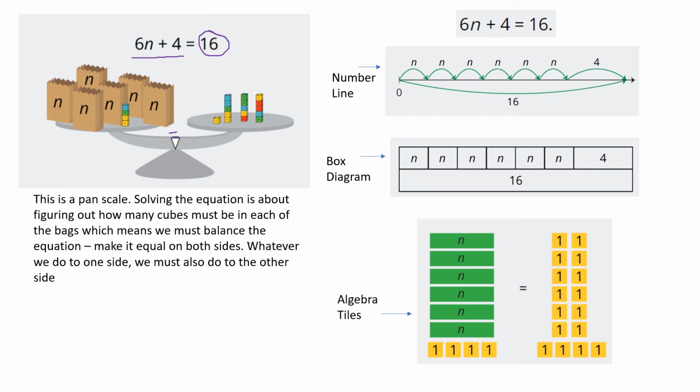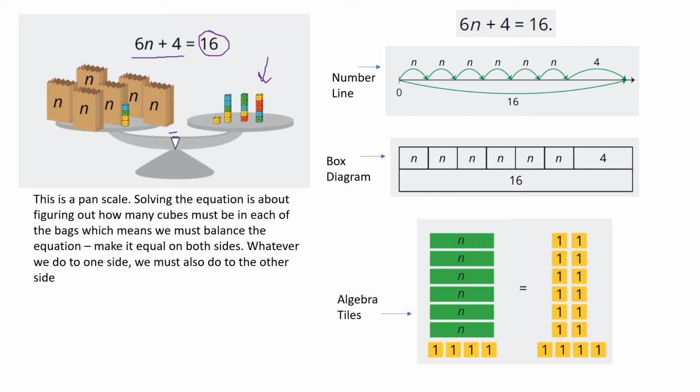So there's 16 cubes on the right side of the scale. In order to figure out how many cubes we can divide evenly into these bags, we must balance this scale out because right now it's not balanced. So to do that, first of all, we have 6n plus 4 equals 16.